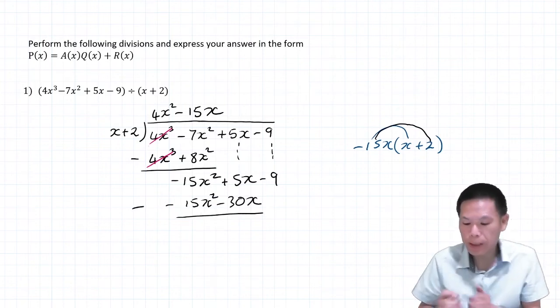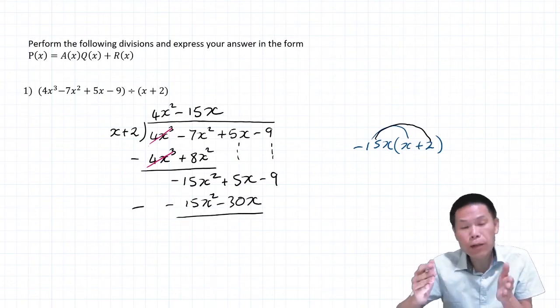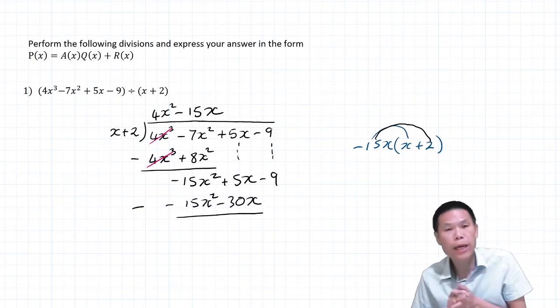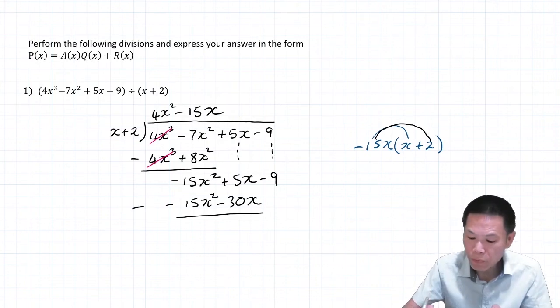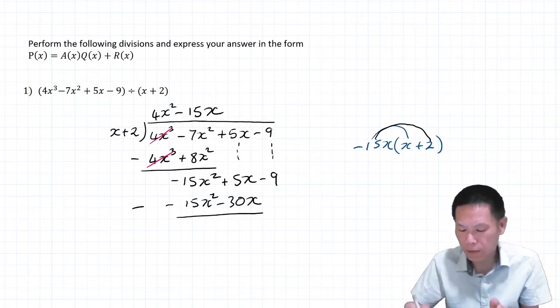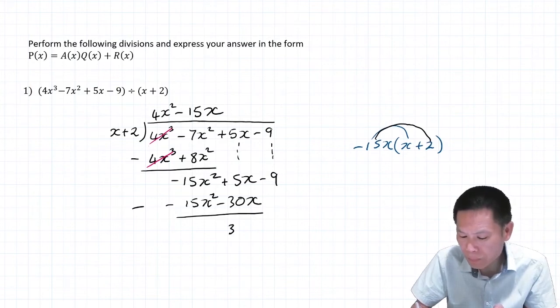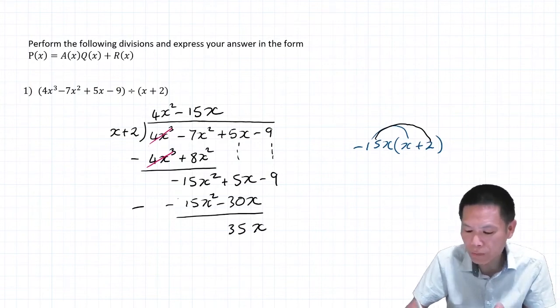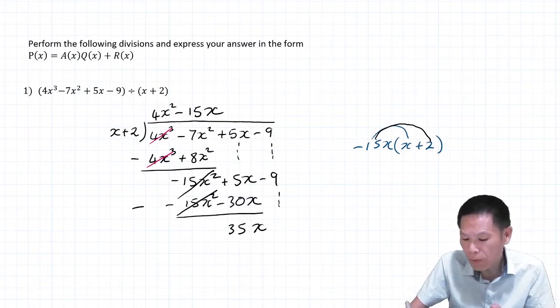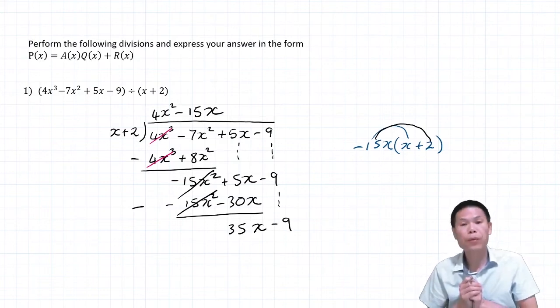And then we just minus it. So negative 15x squared minus negative 15x squared, we cancel out. And then 5x minus negative 30. So 5 plus 30 is 35. So the answer is 35x. Of course, this cancels out. And then the negative 9, I write this down, minus 9.